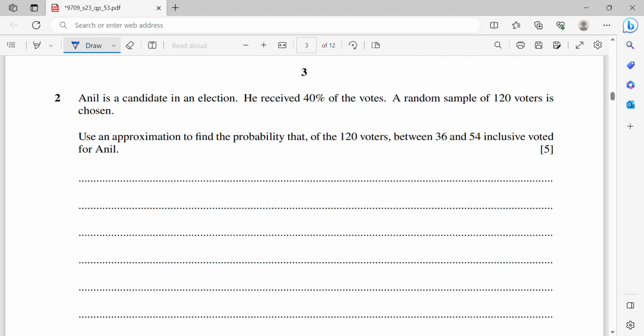Okay, now for question 2. Anil is a candidate in an election. He received 40% of the votes. A random sample of 120 voters is chosen. So n equals 120, then the p is 0.4.